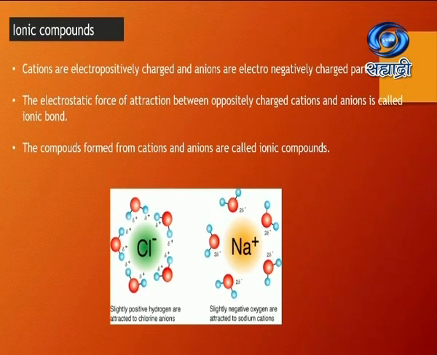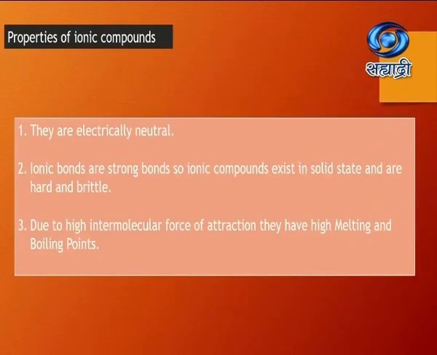For example, in the reaction of sodium and chlorine, the ionic compound NaCl is formed. Let us go through the properties of ionic compounds. First, they are electrically neutral. Generally, all ionic compounds are electrically neutral. Second, ionic compounds have strong bonds, so they exist in solid state and are hard and brittle.